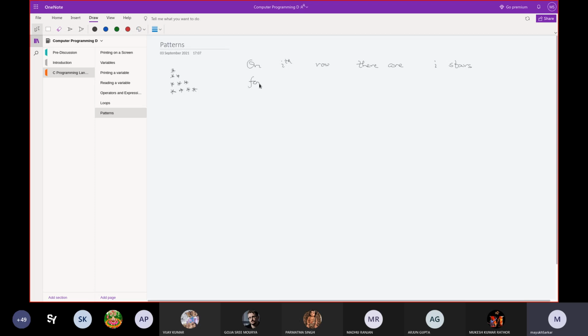First of all, you have to print it for each row individually. So for int i is equal to 0, in fact rather than 0, let me start it from 1. i is equal to 1, i less than or equal to n, i plus plus, and then here we'll write simply for int j is equal to 1, j less than or equal to i, j plus plus.